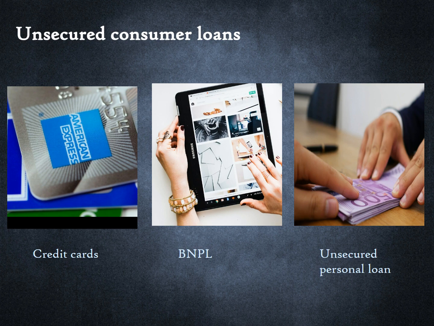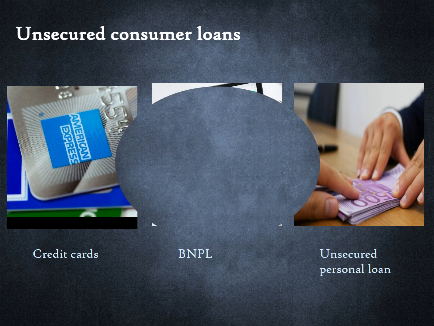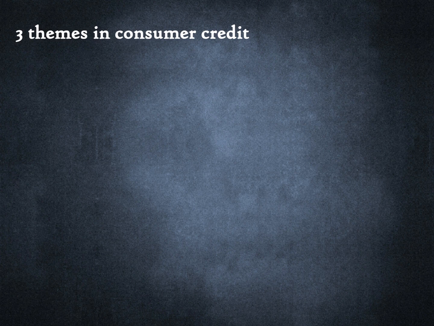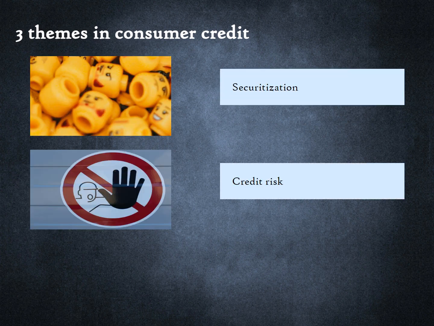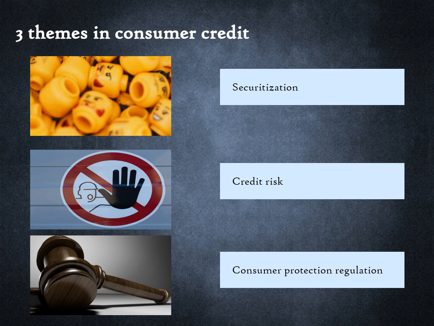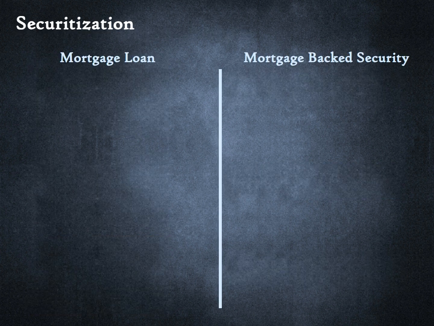These are non-card loans made on an unsecured basis. There are three important themes that impact consumer lending, and we will briefly look at each. These are securitization, credit risk, and consumer protection regulation. In our previous lesson on capital markets, we saw that securitization was the process by which consumer loans are pooled together and the cash flows on the pool of loans backs debt securities.